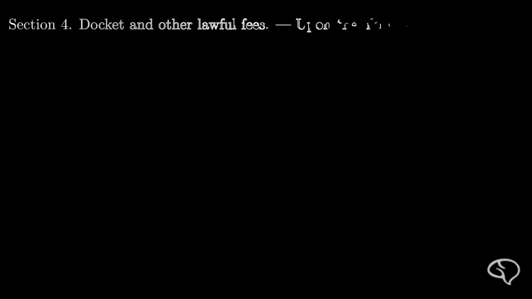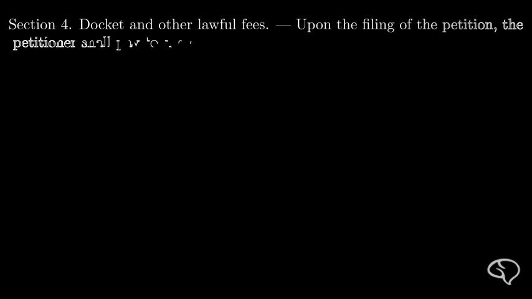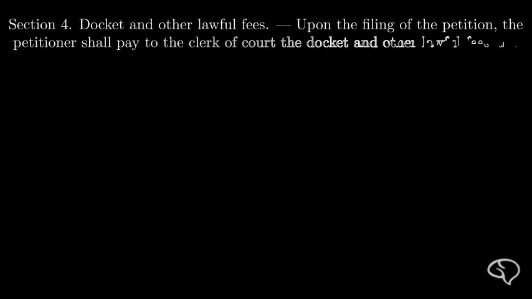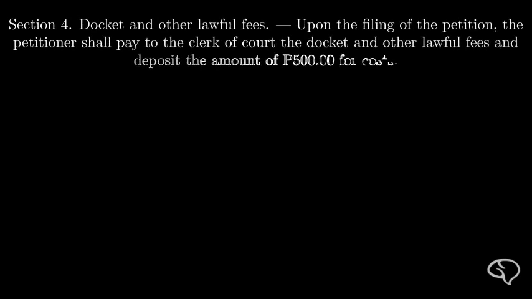Next, let's look at the financial and formal requirements. Section 4 and 5 are your guides here. Section 4 is straightforward. When you file your petition, you must pay the docket and other lawful fees and deposit 500 pesos for costs. This is a mandatory requirement. Section 5 is where the bulk of the formal requirements lie.